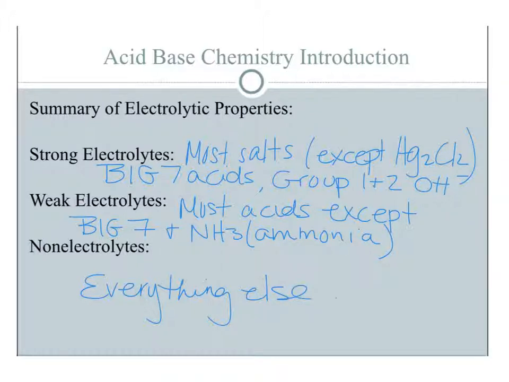So just to review, strong electrolytes: most salts, our big 7 acids, and our group 1 and 2 hydroxides. The only exception to the salts is Hg2Cl2. Our weak electrolytes are most acids, except for the big 7, and NH3 is also weak, which is a base. And then non-electrolytes is everything else.